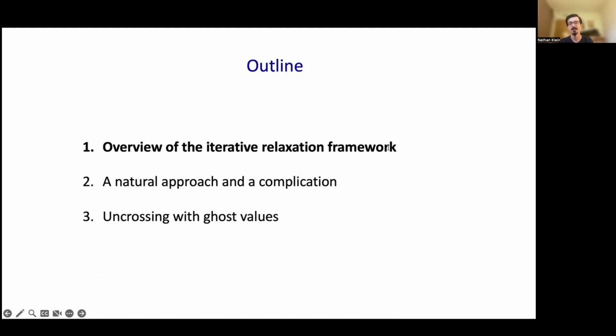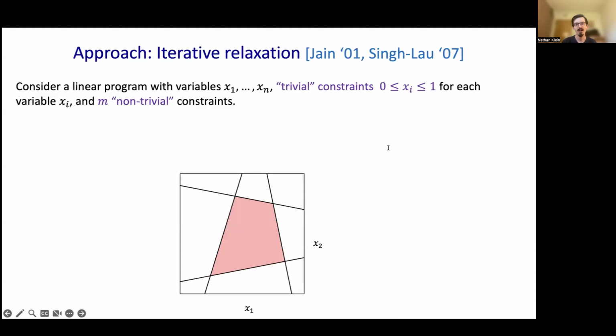The approach that will work is iterative relaxation, which I'm going to introduce now. It's one of my favorite techniques, so I'm going to spend a few minutes on it. Iterative rounding was first introduced by Jain in 2001. And to the best of my knowledge, the first paper on iterative relaxation was from Singh and Lau from 2007. Iterative relaxation is basically iterative rounding without any rounding.